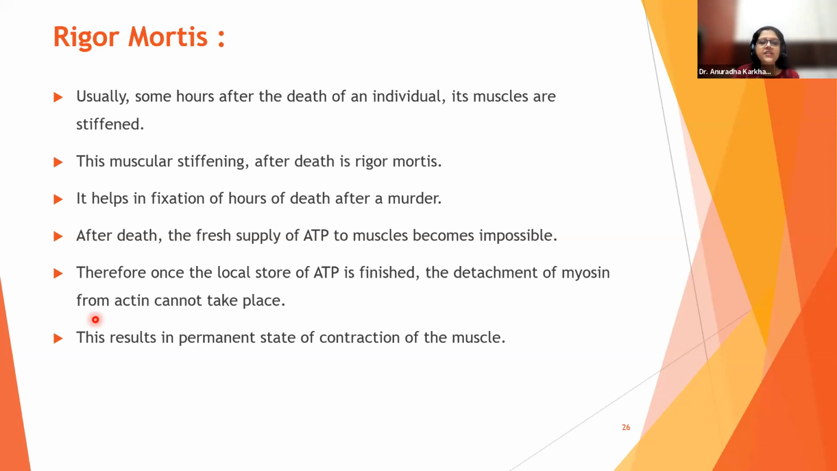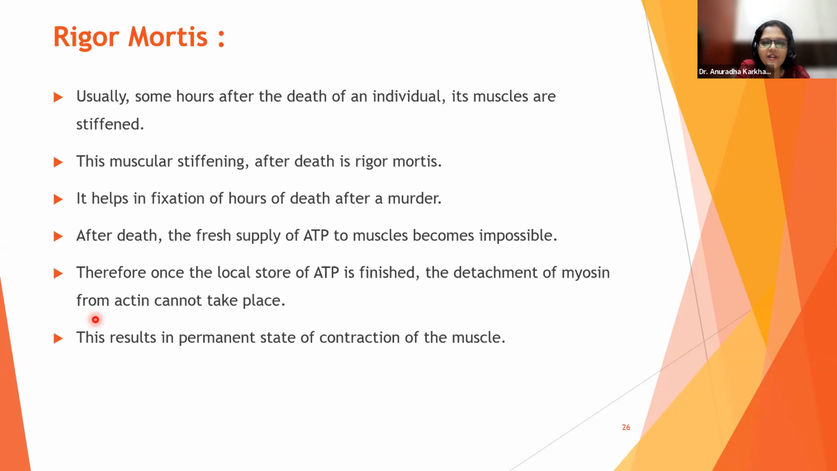After death, the fresh supply of ATP to muscles becomes impossible. Therefore, once the local store of ATP is finished, the detachment of myosin from actin cannot take place. See, ATP was what was pulling the myosin down, you saw in that video, right? Now if all the stored ATP is used up, there is no more ATP remaining to bring that myosin head down and get it detached from the actin. So what will happen? The myosin head and the actin will remain always in contact in dead people.